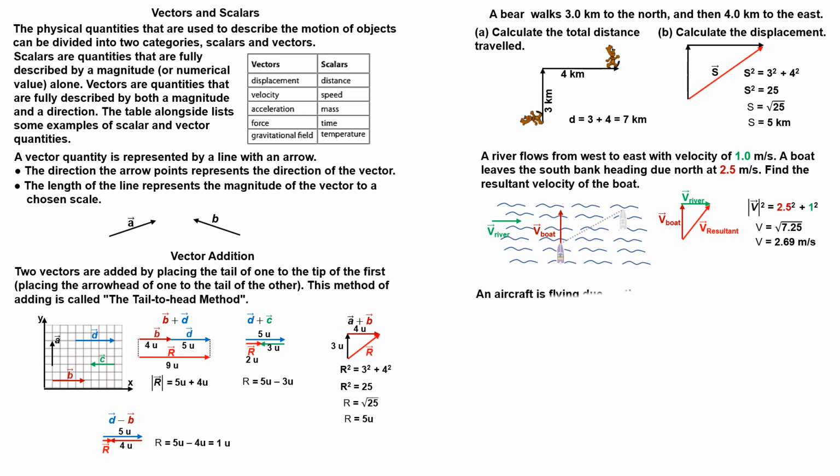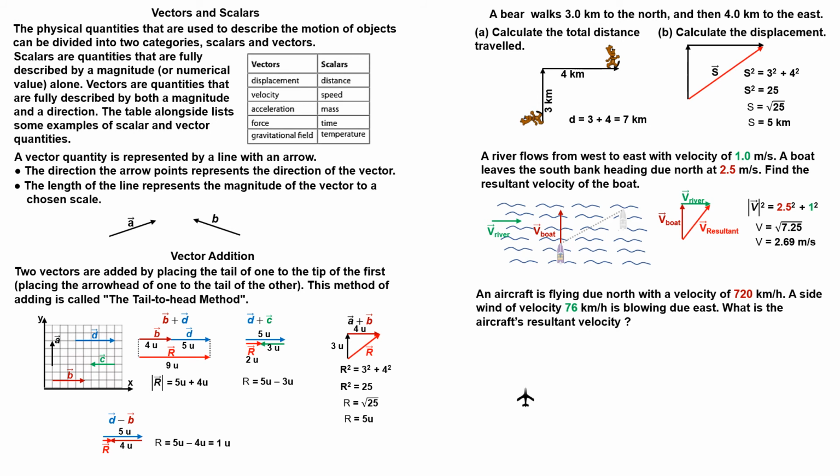An aircraft is flying due north with a velocity of 720 km per hour. A side wind of velocity 76 km per hour is blowing due east. What is the aircraft's resultant velocity? The wind moves the aircraft sideways at the same time as the aircraft is heading north. The outcome is that the aircraft moves diagonally relative to the ground.